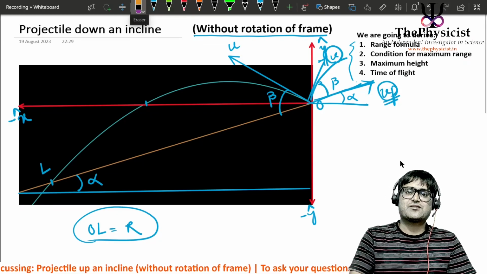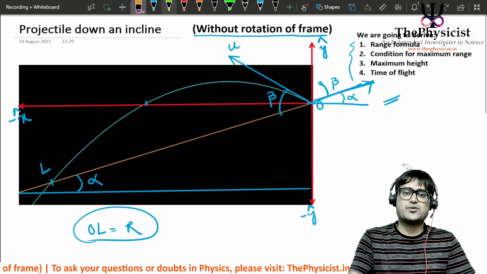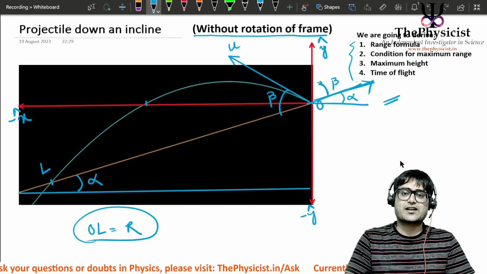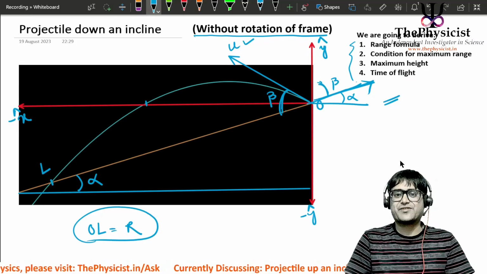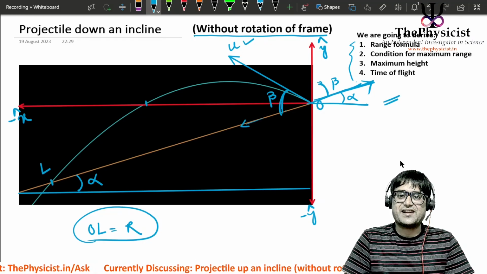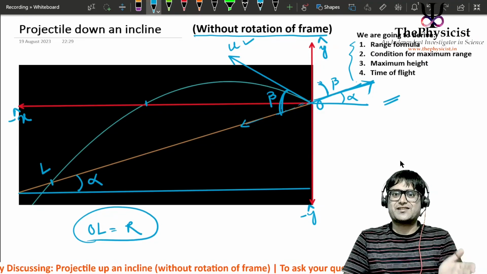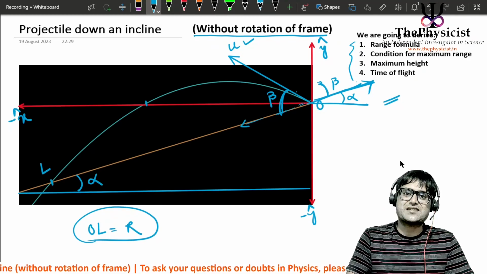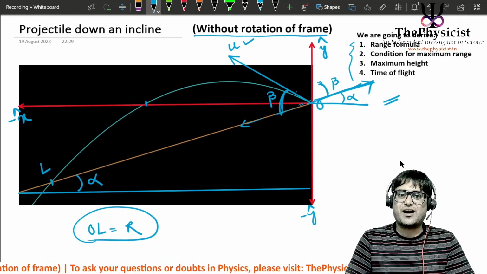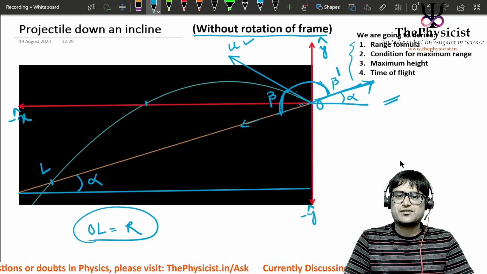But in this case, we are taking the same value down the incline, right? This beta is simply the angle that the initial velocity makes with the down the incline direction, right? So that means the beta itself is not the same. However, we can define this angle. So basically, what is the angle that u makes with the up the incline direction? Let's call that beta prime or beta dash, right?